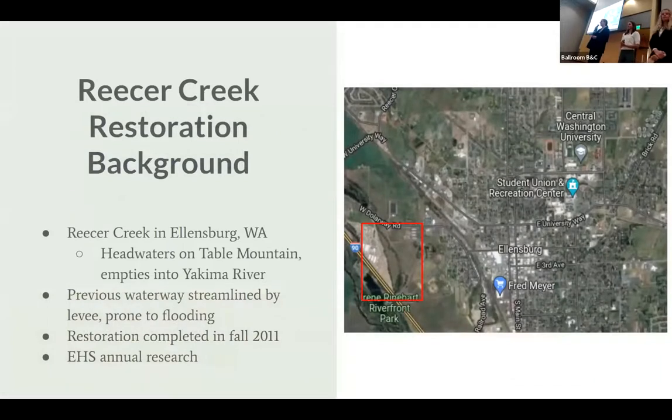Just a little background on the Reecer Creek restoration. Reecer Creek has headwaters on Table Mountain, and it empties into the Yakima River before flowing into the Columbia. The goal of the restoration was to create a more ecosystem-friendly stream for many of the species that live in and around Reecer Creek. Previously, it was a very straight levee streamlined to create more housing area, which didn't work. It made a lot of flooding, but the restoration did create a floodplain. The Mid-Columbia Fisheries Enhancement Group completed the restoration in 2011. It can now accommodate snowmelt and prevent flooding in West Ellensburg. EHS environmental science classes have studied this project ever since on a yearly basis.